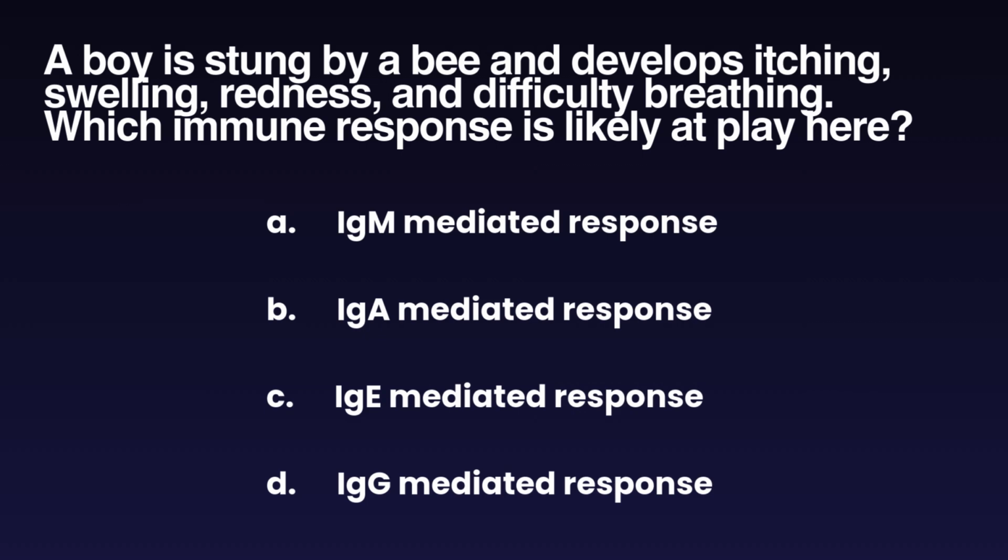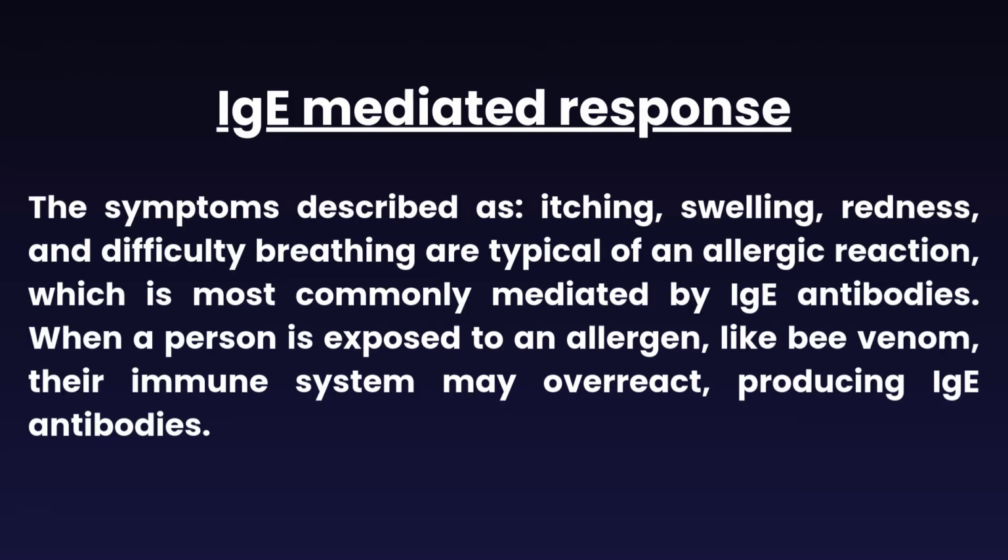A boy is stung by a bee and develops itching, swelling, redness, and difficulty breathing. Which immune response is likely at play here? A. IgM-mediated response. B. IgA-mediated response. C. IgE-mediated response. D. IgG-mediated response. Correct answer: C. IgE-mediated response.